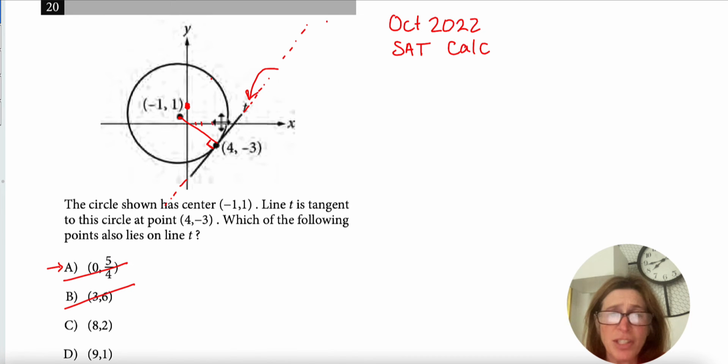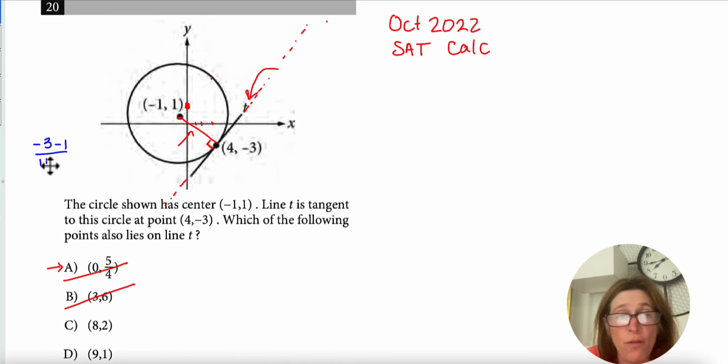All right, well, how do I find the slope of line T? Well, if I can find the slope of that red segment right there, then I know that the perpendicular slope would be for line T. So I'm going to find the slope. I could use the formula, -3 - 1 all over 4 + 1, which would give me -4 over 5. So that's the slope of my red line right there. So the slope of line T would have to be 5/4.